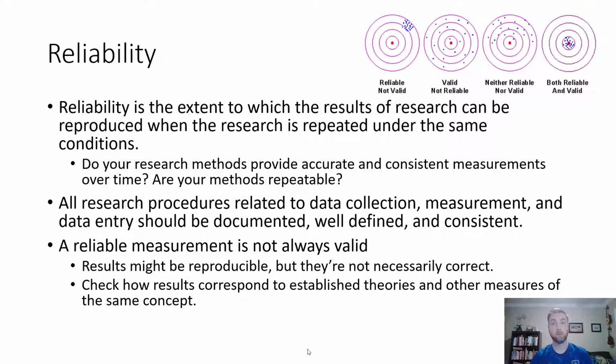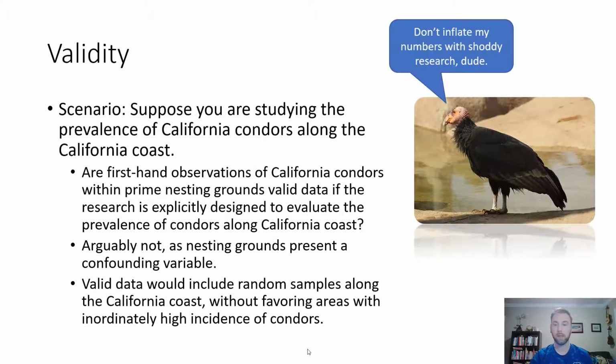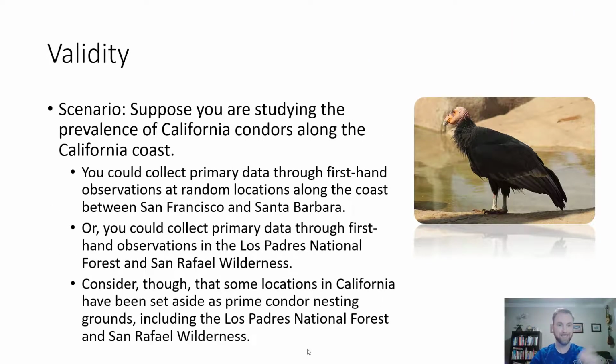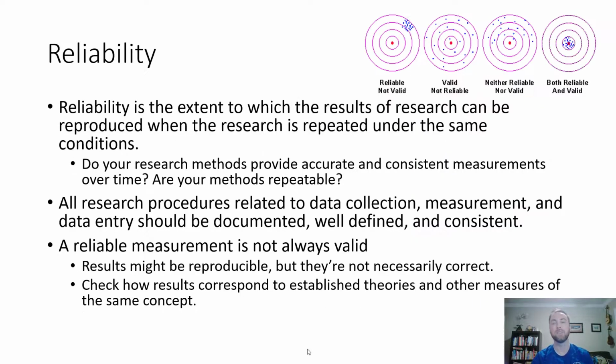If you went into the Los Padres National Forest and, I forgot the name of it already, the San Rafael Wilderness. If you go into those areas and you find this high prevalence of condors, but then you present your data as if you took random samples, and then another researcher who's also looking at the prevalence of California condors does do a random sample, and they find the numbers to be significantly lower than yours, then your data was not reliable because your methods were not equally reproduced because you didn't present the actual methods implied.